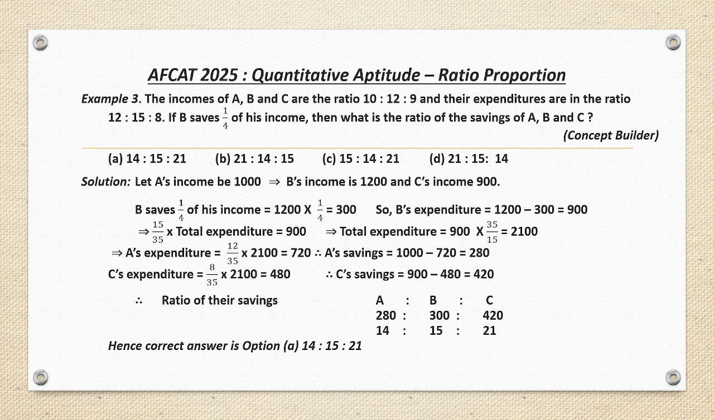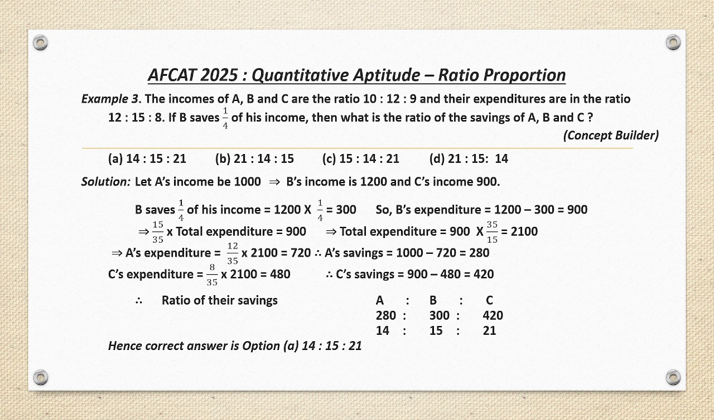So that implies the total expenditure. Okay, this 35 by 15. How did we get 35 by 15? Expenditures are in the ratio 12 to 15 to 8. So 12 plus 15 plus 8 is 35. So the total expenditure is 35 by 15 into 900, which is 2100. That is the total expenditure.